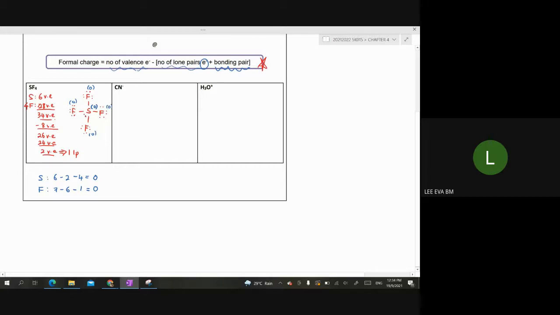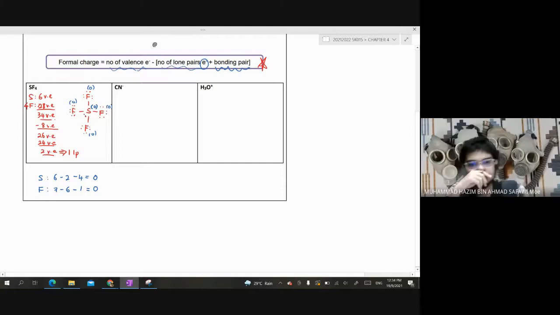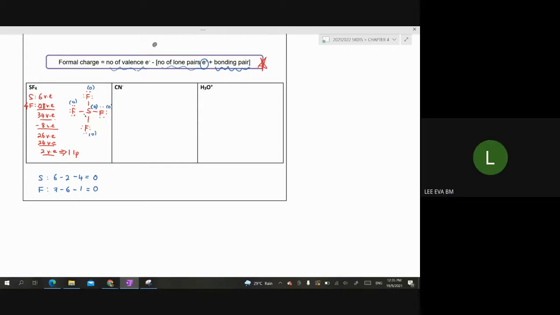This is the formal charge. Madam, can you explain one more time about sulfur? Okay, so focus on sulfur, Hazim. The valence electron for sulfur is 6. Madam is using a highlighter. So valence electron 6. Where does this value of 2 come from? You look at sulfur, there are 2 dots. So if your Lewis structure is wrong, the formal charge will also be wrong. That's how important the Lewis structure is.